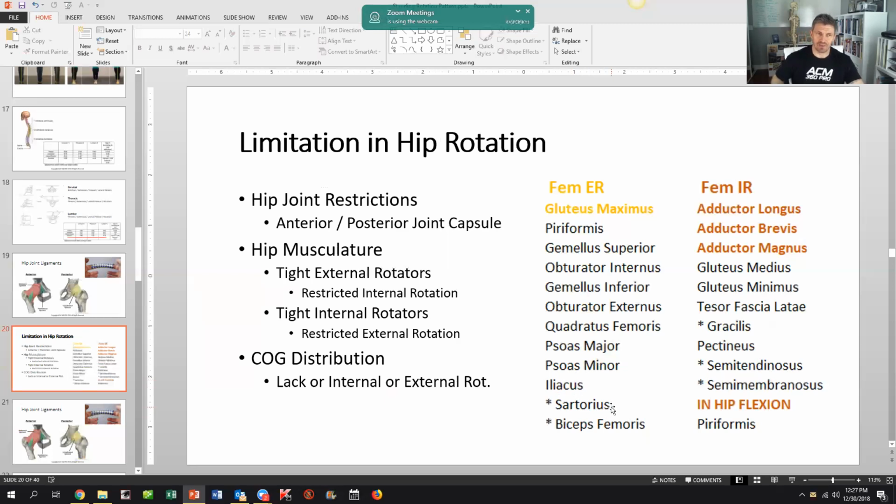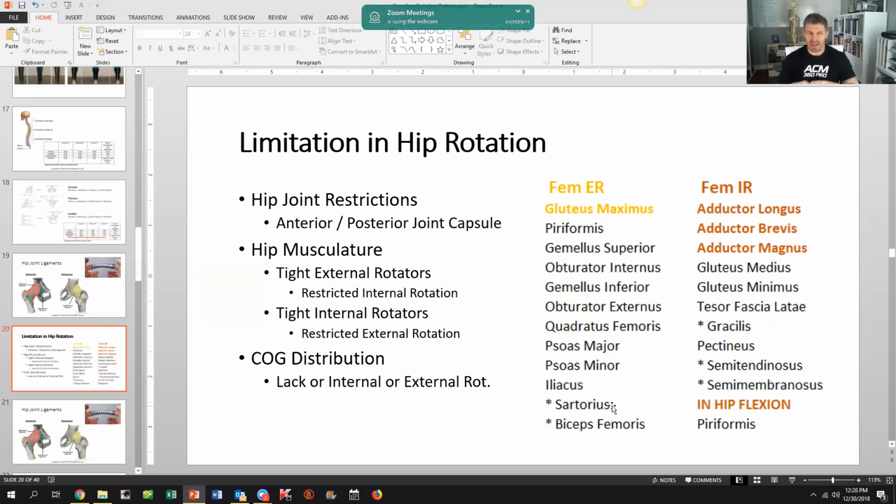Sartorius is the muscle that comes off the ASIS and down into the pes anserinus group. That muscle that wraps over the top of the leg, a very superficial muscle, can be extremely tight. It's a hip flexor, it's an external rotator, and actually a knee flexor and tibial internal rotator. It's a really cool muscle. A two-joint muscle, it has a lot of action, but that can be tight, as well as biceps femoris.